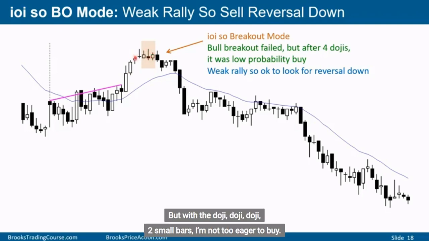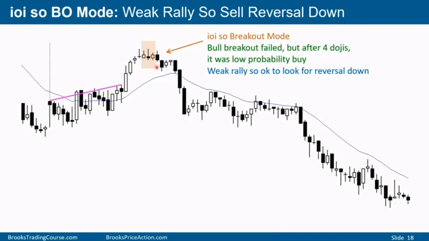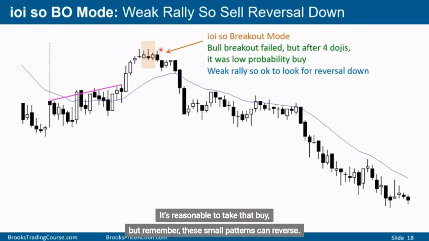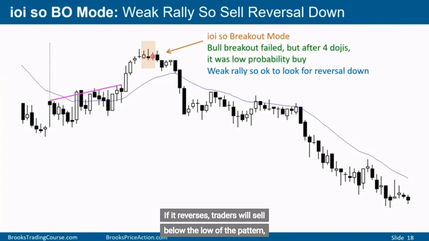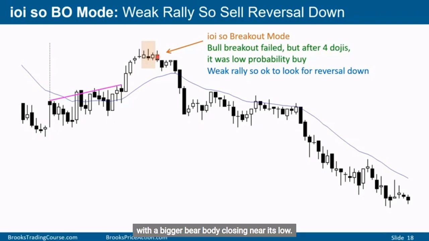But with a doji, 2 small bars, I'm not too eager to buy. I want to buy more of a pullback. It's reasonable to take that buy, but remember, these small patterns can reverse. Just like it's a buy above that inside bar. If it reverses, traders will sell below the low of the pattern, which is that bear outside bar, or they'll look for a bar with a bigger bear body closing near its low.